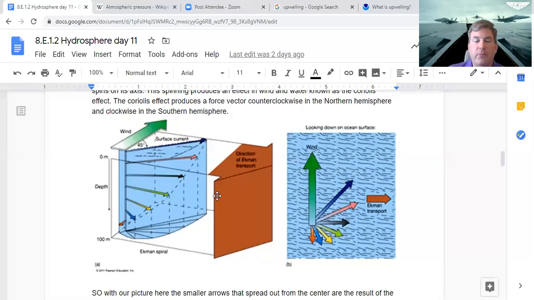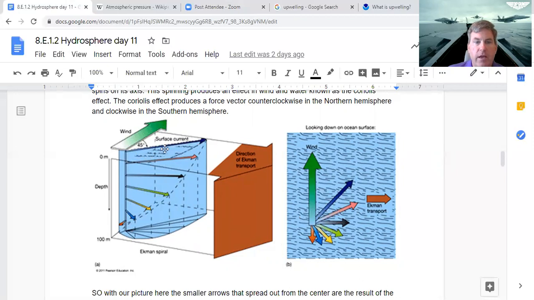So with that being said, the Coriolis effect produces this spiral of arrows down that you're seeing here. This is the view from straight up over the top. This is kind of the three-quarter view. So the wind is blowing this way, and the friction of the wind creates a surface current that is at a 45-degree angle to it because of the Coriolis effect.